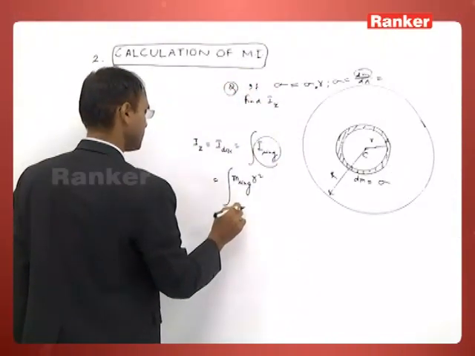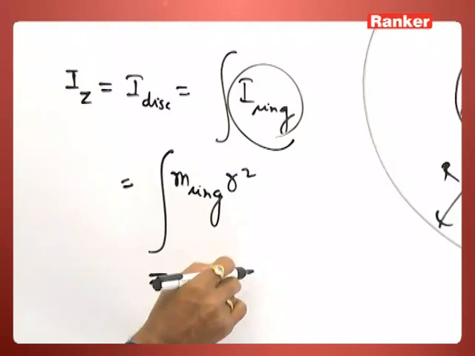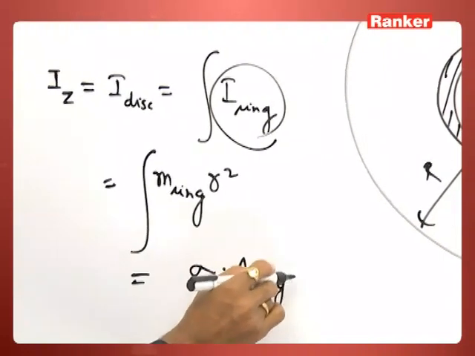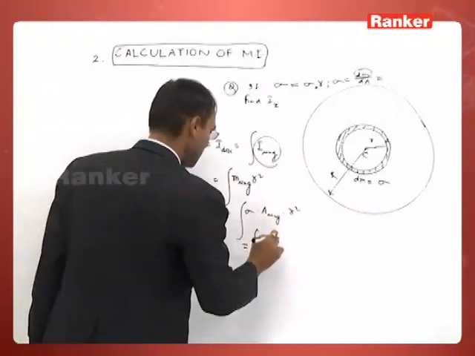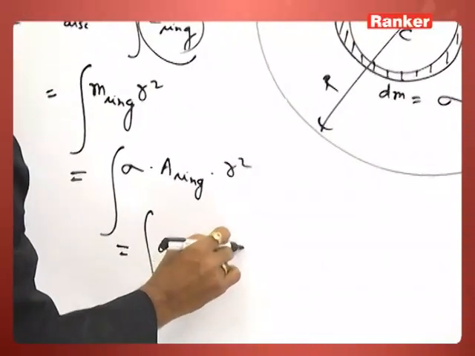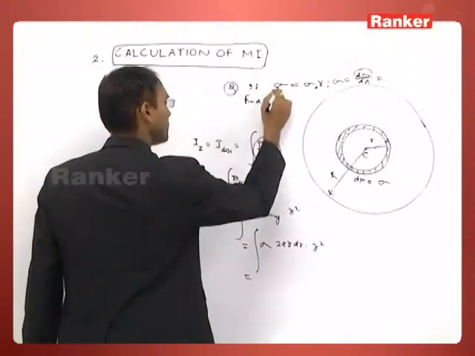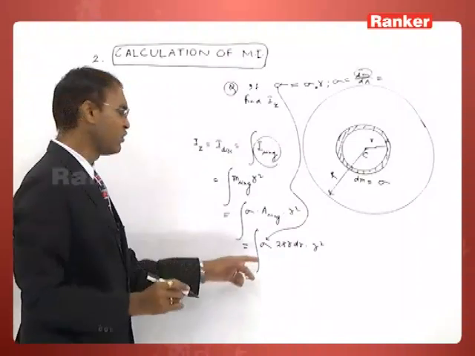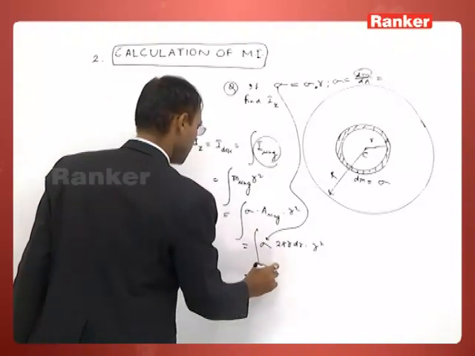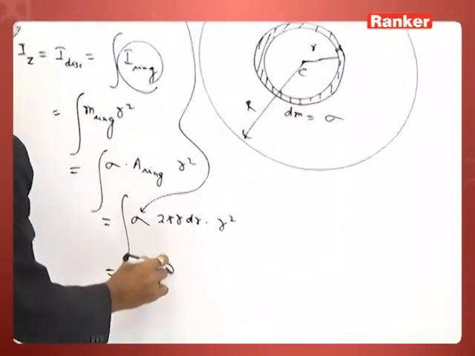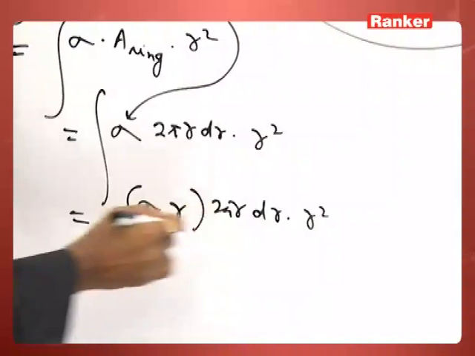Mass of the ring can be written as surface mass density into the area of the ring into r square. Area of the ring is equal to 2 pi r dr into r square. The surface mass density is not a uniform or constant quantity, therefore you cannot pull it out of the integral. You have to substitute its value as a function of r into 2 pi r dr into r square.